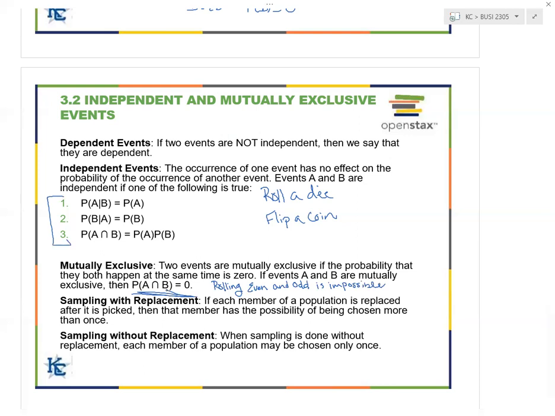So sampling with replacement versus sampling without replacement. If each member of a population is replaced after it is picked, then the member has the possibility of being chosen more than once. So that's sampling with replacement. A lot of times we talk about sampling, like when you're pulling marbles out of a bag or something. If you put the marble back in the bag, then you're using replacement. If you're sampling without replacement, then you're keeping whatever you pulled out. So when sampling is done without replacement, each member of the population may be chosen only once.